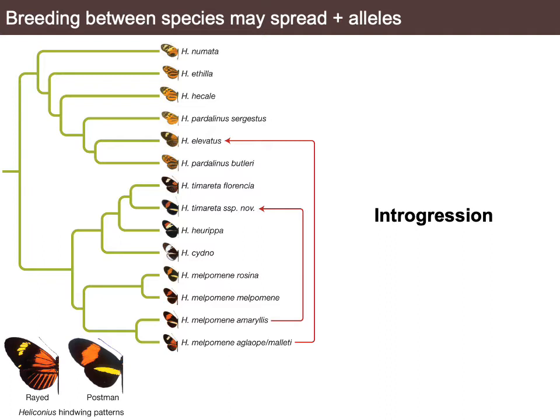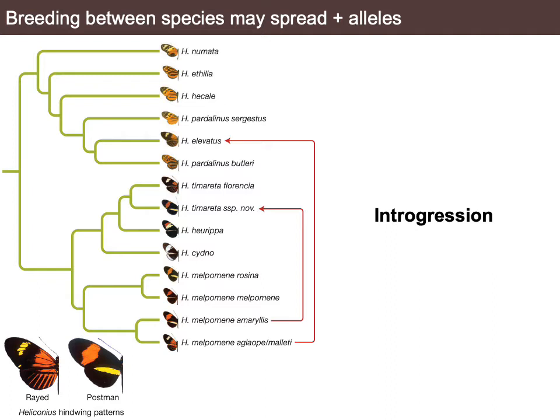Okay. What's interesting is that this rayed and postman pattern that is present in Heliconius melpomene, you can see those two lineages down at the very bottom, members of the same species, but different subspecies. Don't worry about subspecies. Those two members of melpomene possess these different phenotypic traits, but those traits have also shown up in two other species. So Timaretta has this postman pattern on its hind wing, and Elevatus has the rayed pattern on its hind wing.